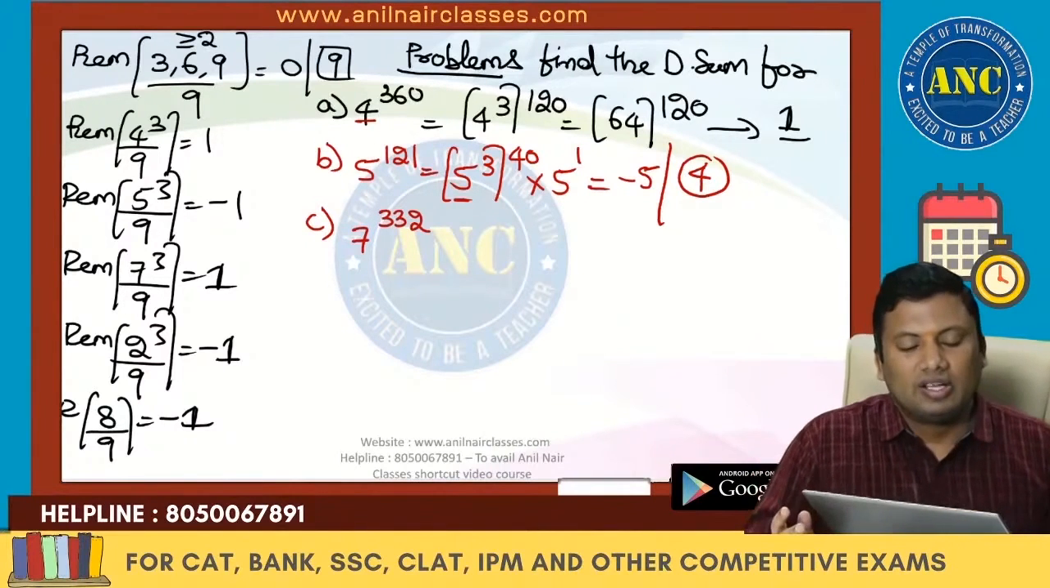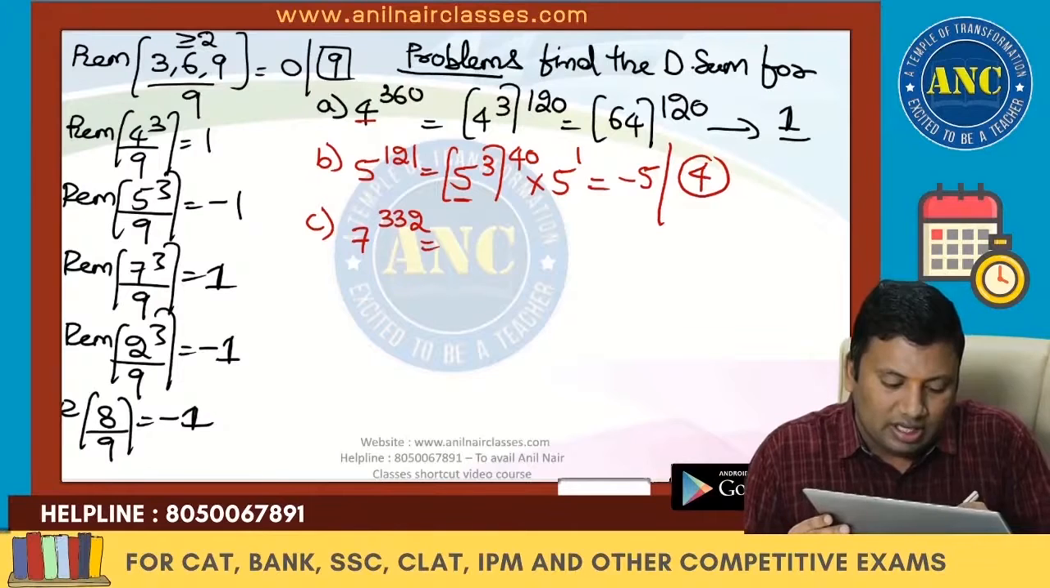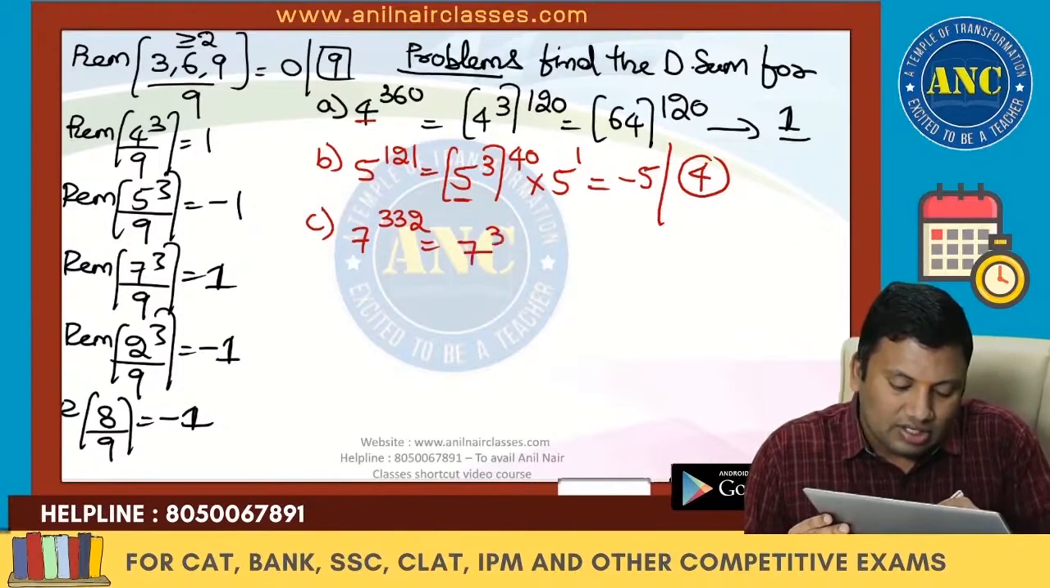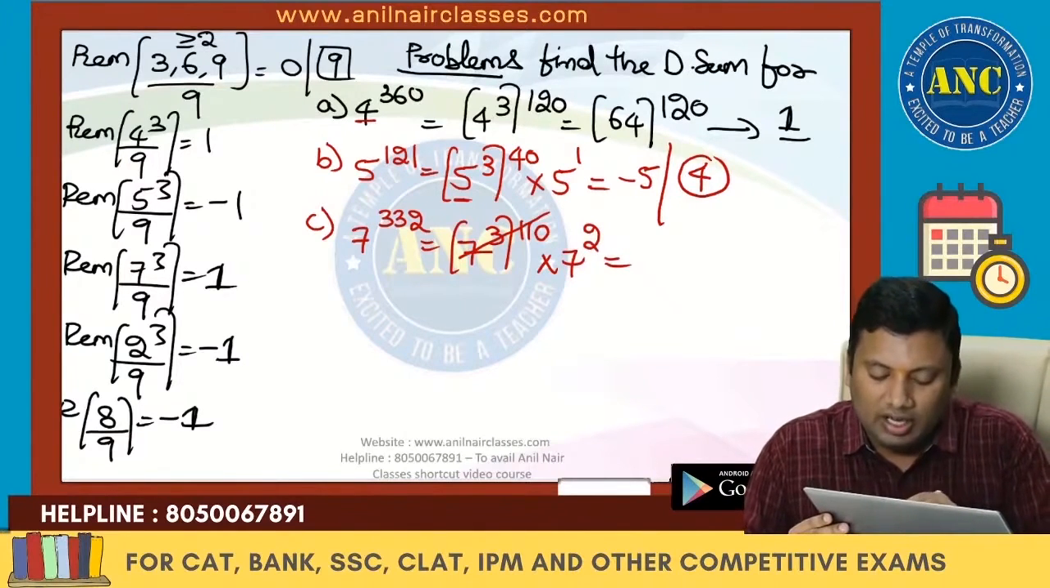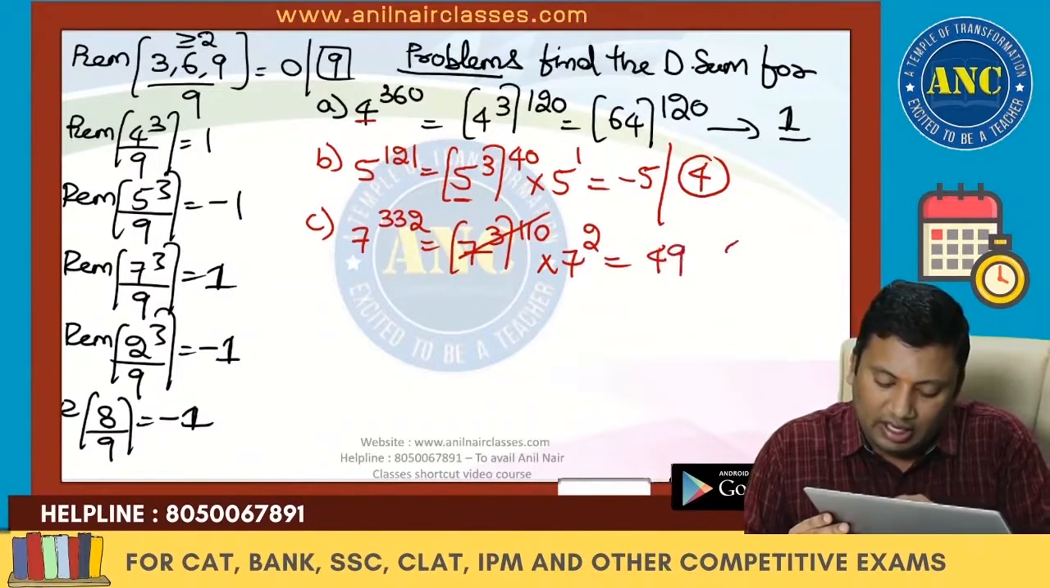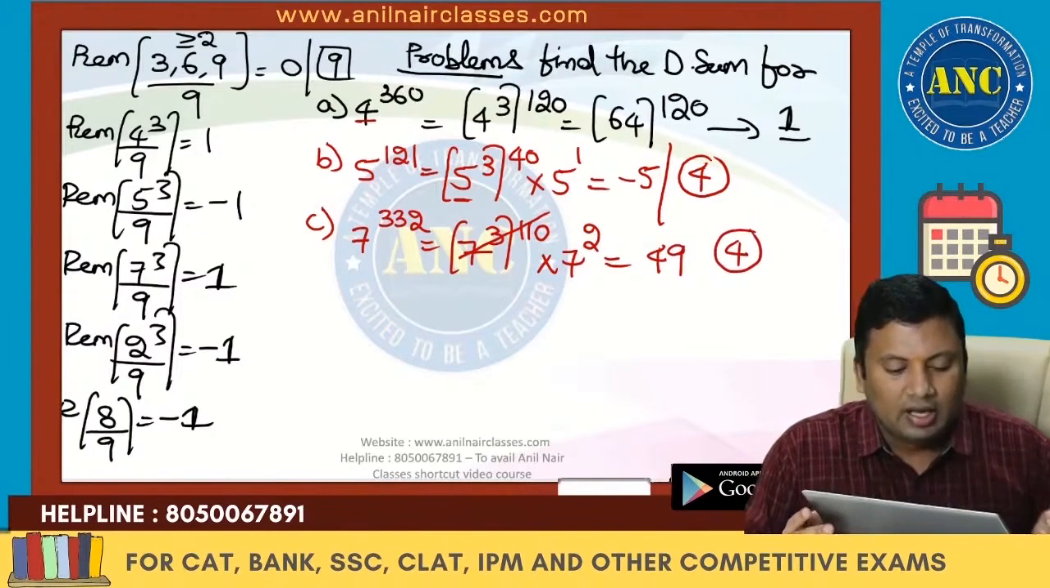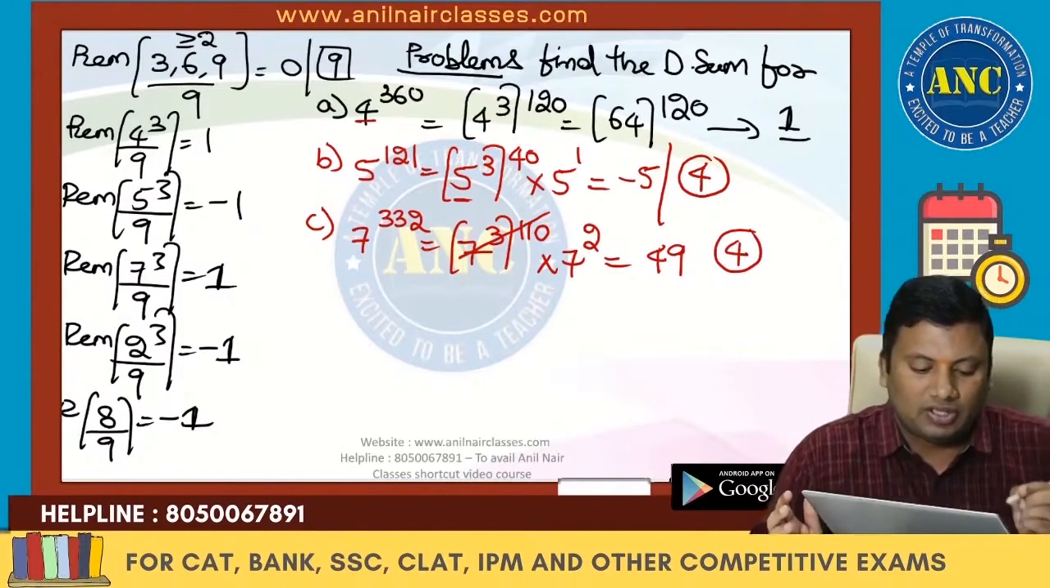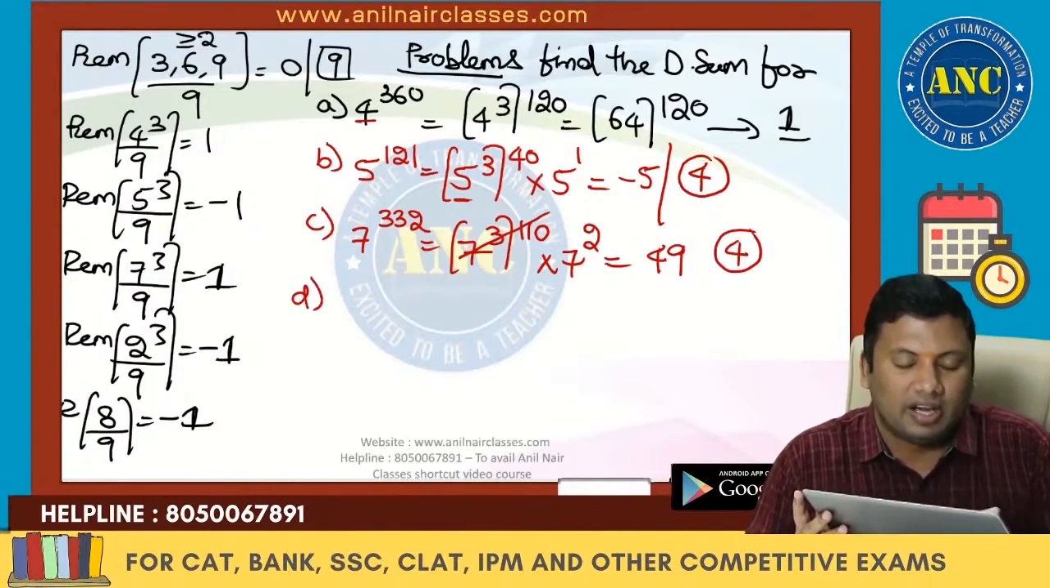Suppose the question is 7 power 332. This can be written as 7 cube power 110 into 7 square. 343 gives 1. 7 square is 49. 4 plus 9 is 13, and 1 plus 3 is 4. I hope you are all there with me.